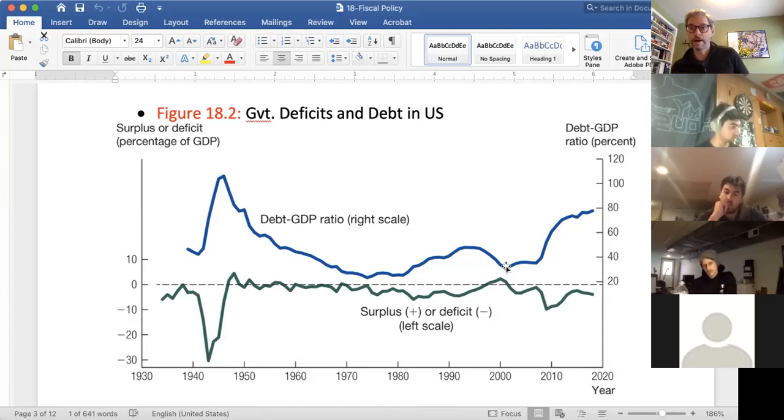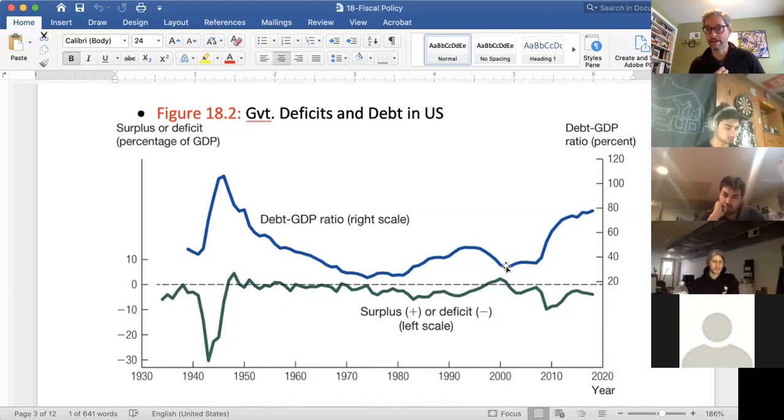So 50% owned by U.S. citizens, 30% owned by foreigners, 20% is actually owned by the U.S. government. And you might say, how in the world is the U.S. government owning its own debt? Well, part of this is the Fed, right? We know about open market operations and quantitative easing.